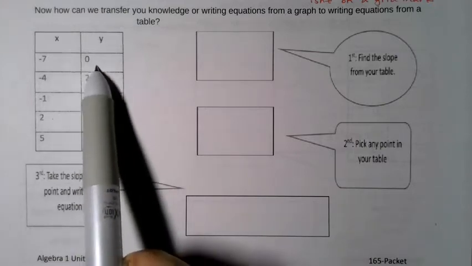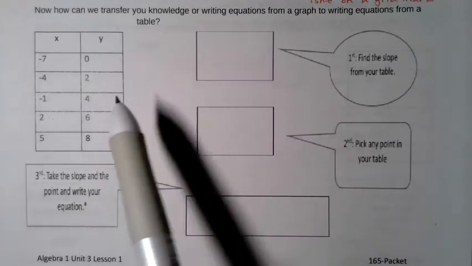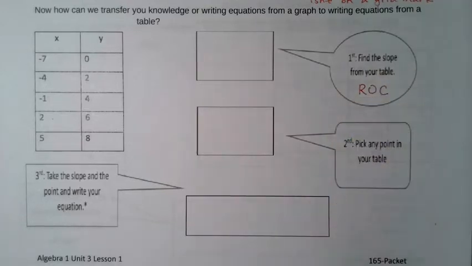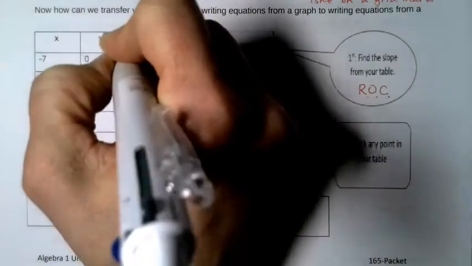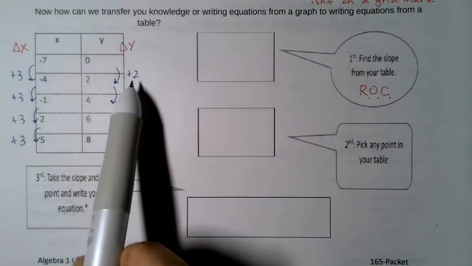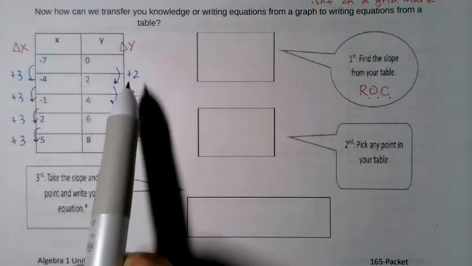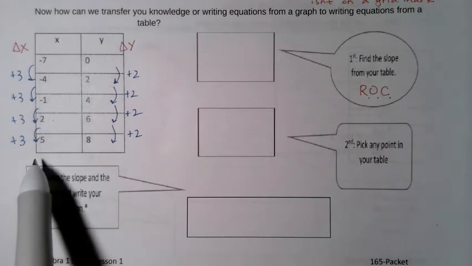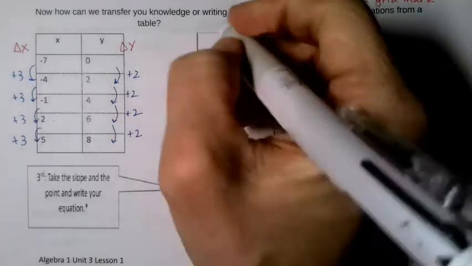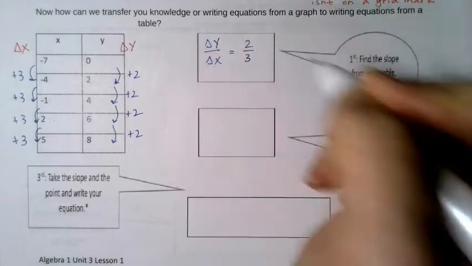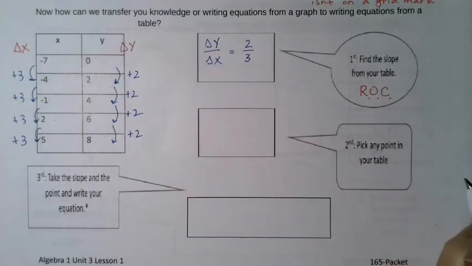So we're going to look at this table. To find the slope from the table, hopefully you will recall that that's going to be our rate of change. And so to get our rate of change, we're going to have to look at what is our change in y and what is the change in x. You'll notice from our table that this would be a linear function because your change in y is constant and your change in x is constant, which means you have a constant rate of change. We're going to write that in this box right here. Rate of change is your change in y over the change in x, and in this case it's 2 over 3. That's the same as the slope.